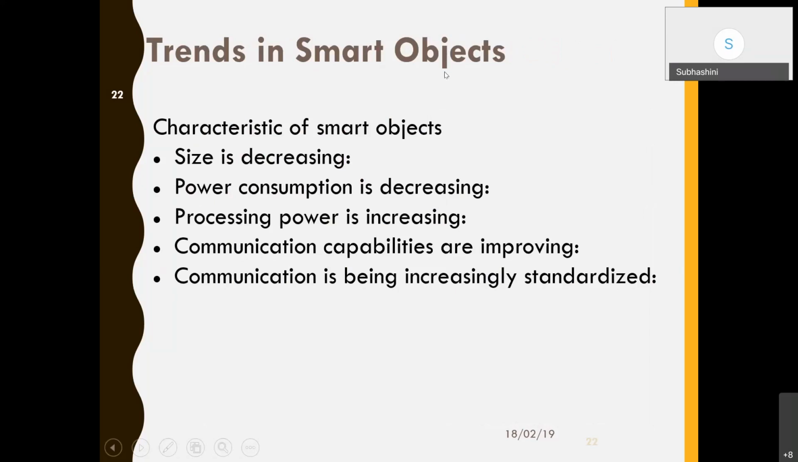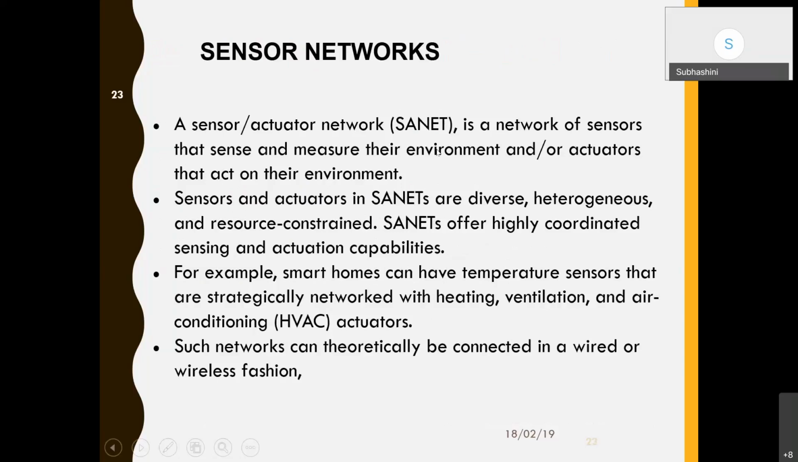And what are the trends in smart objects? Definitely, size is decreasing, very much trendy in nature, and power consumption is reduced. Processing power is increased. Then communication capabilities are increased. Okay, and communication is being standardized. These are the trends. And moving on to the types of networks, we have sensor networks and wireless sensor networks. SANETs and WSNs are the two types of networks used in IoT.